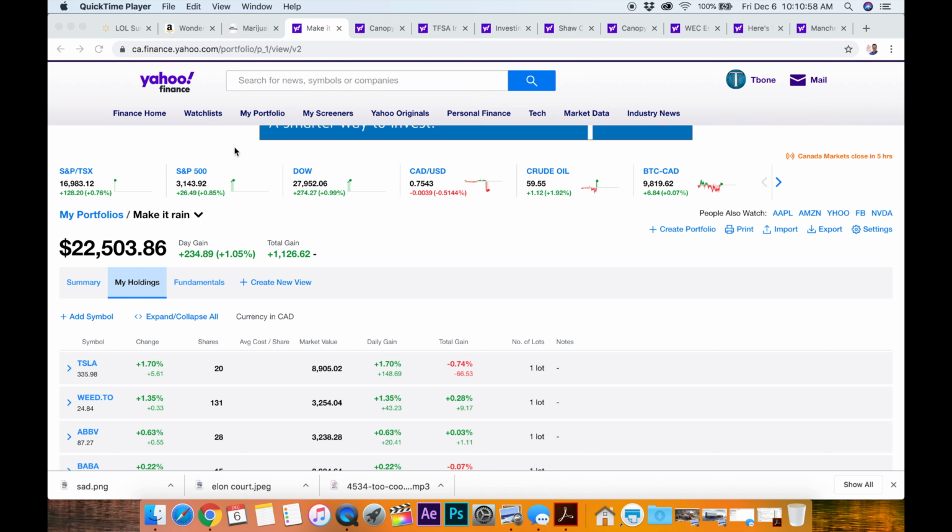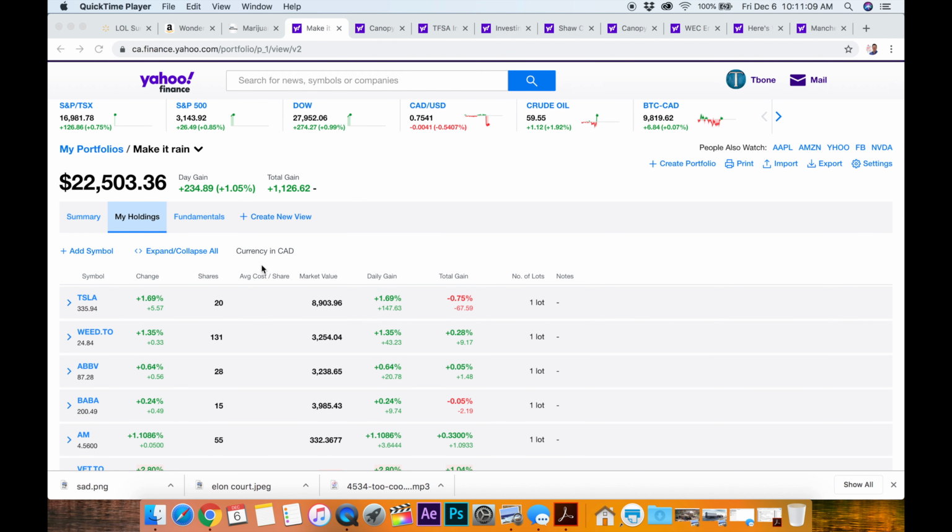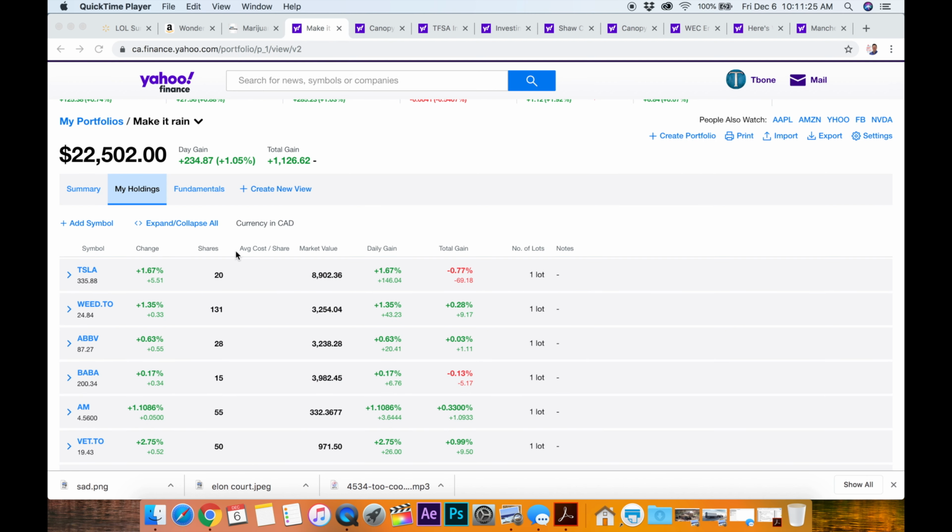Okay, guys, so I have added my shares of Tesla to the Make It Rain portfolio. So I've got 20 shares now. I bought 19 around 227 was my average. And I just bought one more because it was just irking me that I didn't have the 20. So I bought one yesterday at 330. I had some extra cash I had saved. And so now I'm at 20.